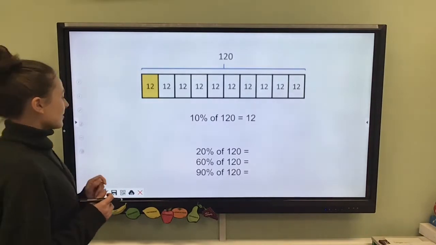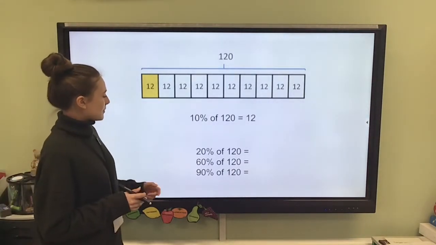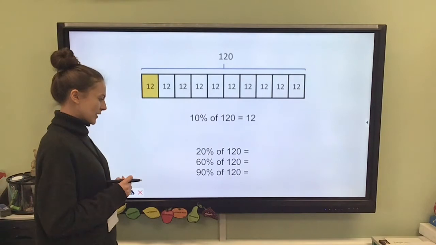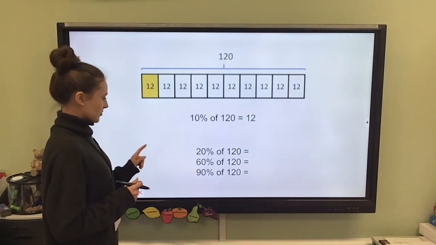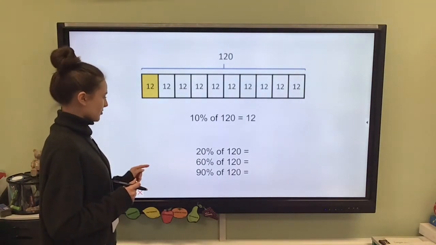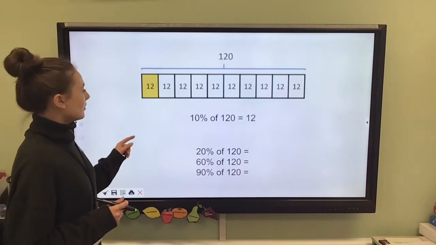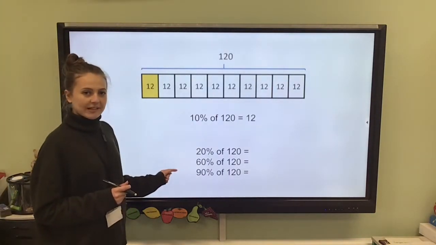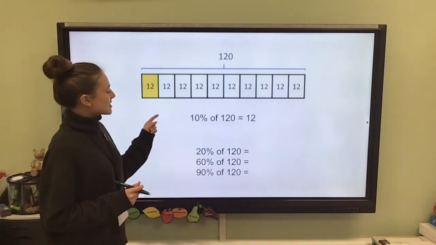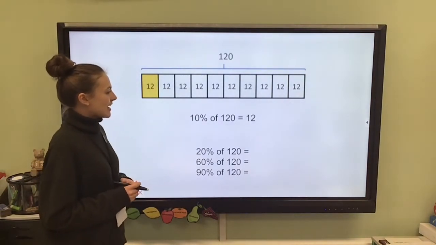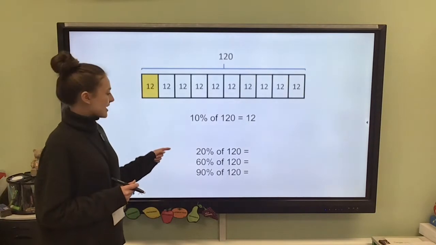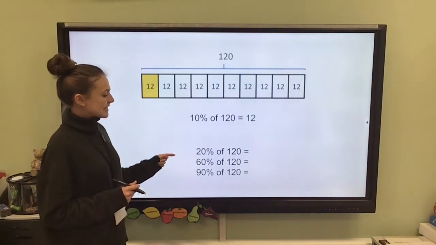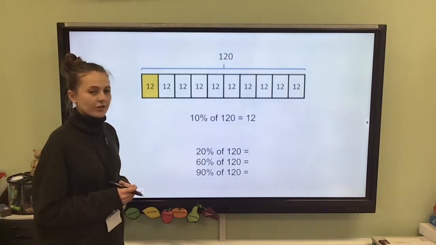Okay, so now looking at these problems down here, 20% of 120, 60% of 120 and 90% of 120, how can you use what we already know to figure out these problems here? So if we already know what 10% of 120 is, how is that useful for us to help us figure out what 20%, 60% and 90% of 120 is?